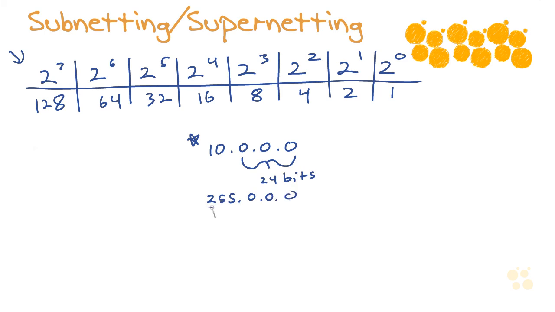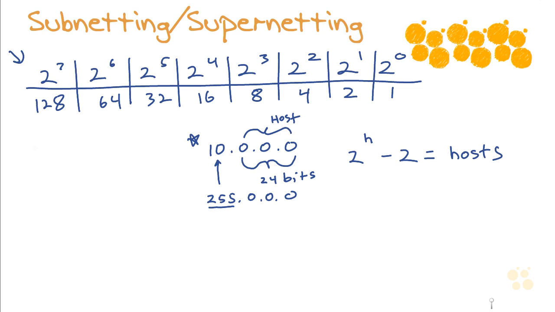255.0.0.0. This 255, all these bits being turned on, indicates that that's the network portion of the address. Here is the host portion of the address. The formula for how many hosts we can accommodate is 2 raised to the number of host bits minus 2. This is going to equal the number of hosts that we can accommodate. In our example here, we would need a scientific calculator in order to solve it. There's so many hosts we can accommodate.